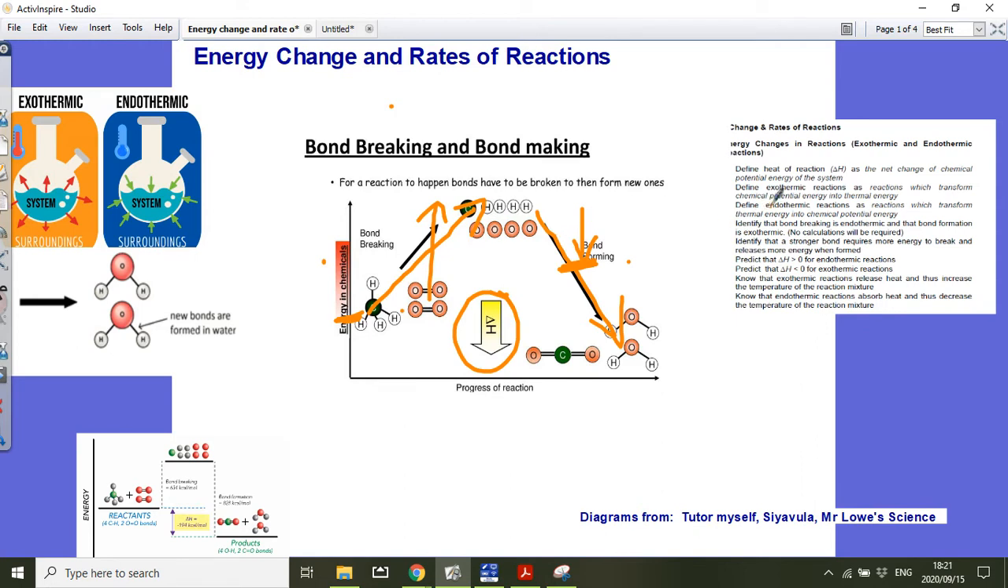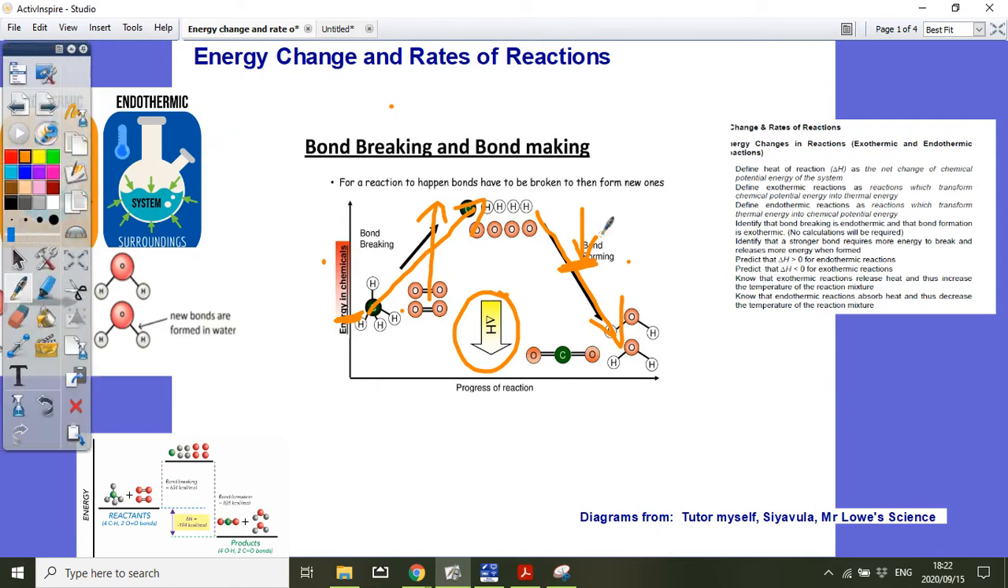Now that is why if we define an endothermic reaction, it transforms thermal energy into chemical energy. So the energy that the chemicals had is now inside the chemicals, so the system cools down. And if we look at exothermic, that means that the chemical energy is now thermal energy. So the chemicals here lost energy to the environment, and therefore it's feeling hot.